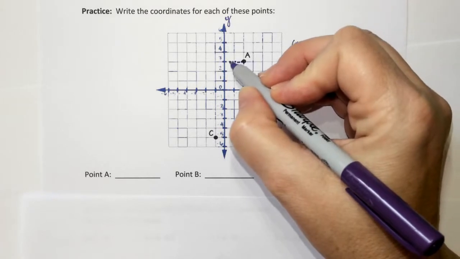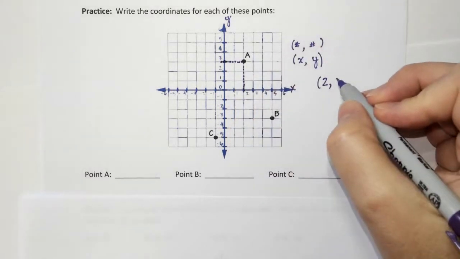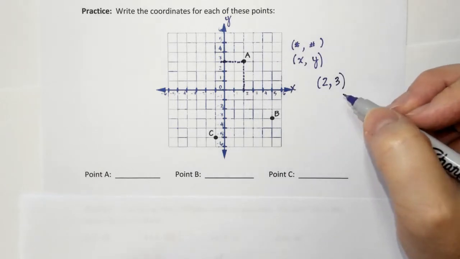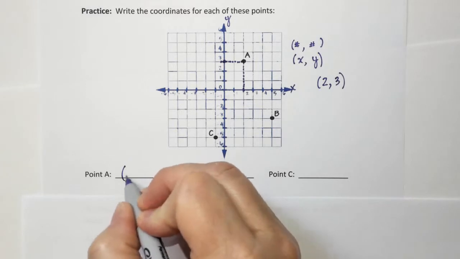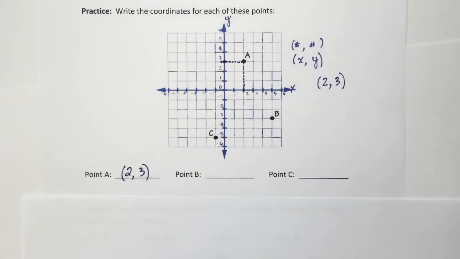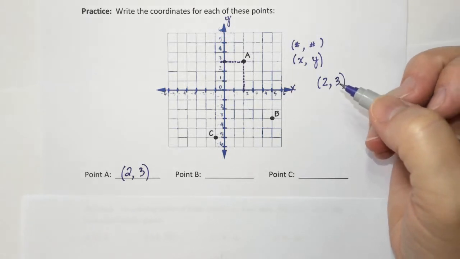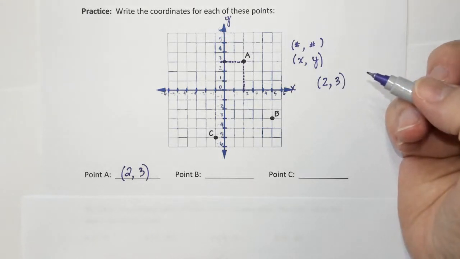Go over. Where does this line cross the y-axis? Right here at +3. That means that my coordinates for point A are (2, 3). Make sure you use your parentheses. There. So pause the video for a second and write the coordinates for points B and C.